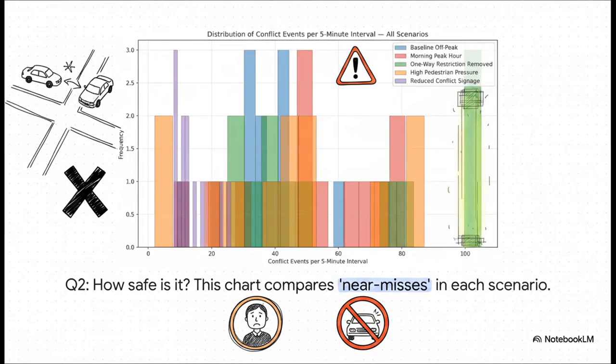Okay, next up, how safe is this intersection? This chart here tracks what they call conflict events, which is just a nice way of saying near misses. Now check out those really tall green bars on the far right. Remember that scenario where they got rid of the one-way streets? Well, the number of near misses just explodes. It's proof positive that a seemingly simple fix could actually make this intersection way, way more dangerous.